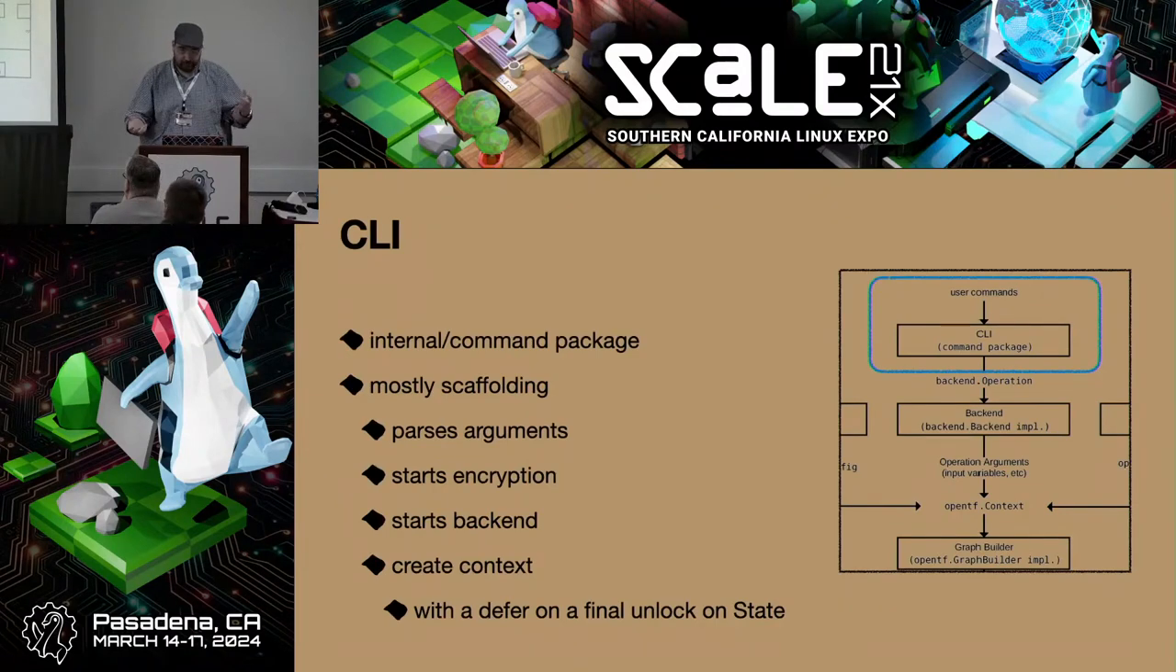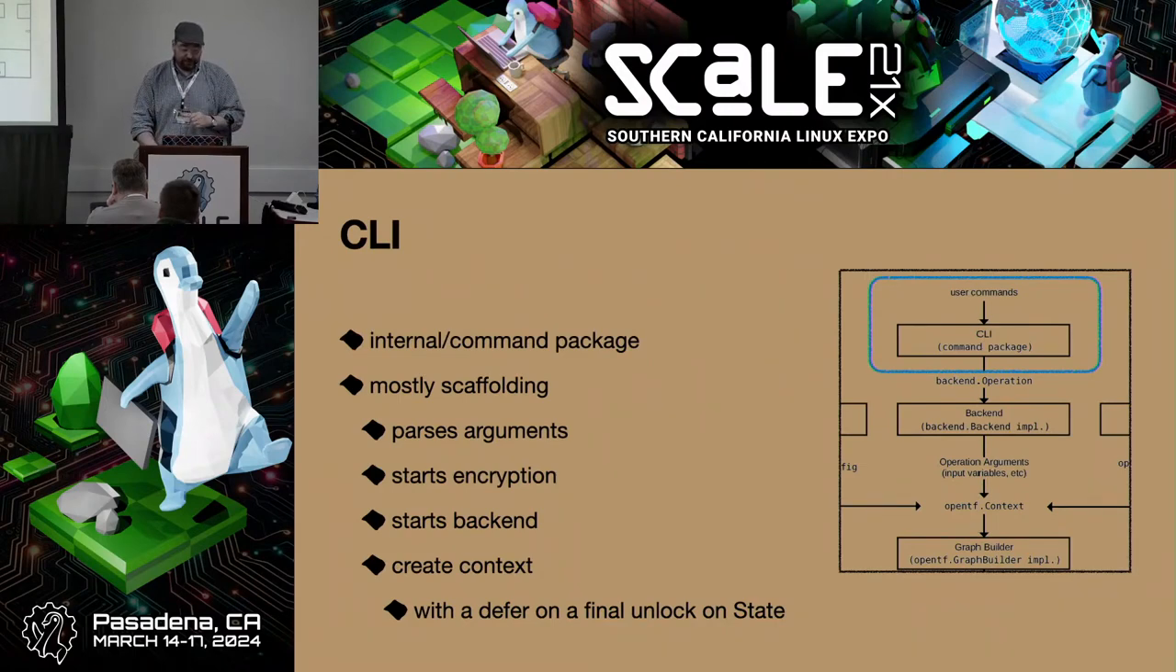The CLI. It's the internal command package right there in the repo. OpenTofu /internal/command. It's mostly scaffolding for us, so it's a very easy to read file. It's going to parse the arguments for us so that we know if we've got change as a flag. It's going to know if we've got output specified. It does all that for us. It can encrypt, which is something I'll get into in a little bit. It's a new feature in Tofu, but not necessarily present in HashiCorp. It starts a backend for us, and then creates a context. And then from that context, it kicks off. The context is the main process in memory that holds the DAG and gets walked and moves on from there.